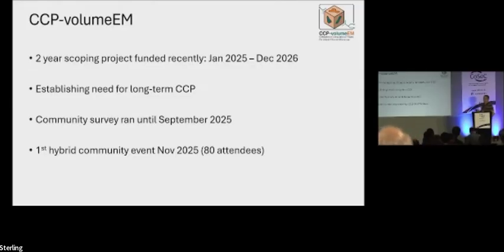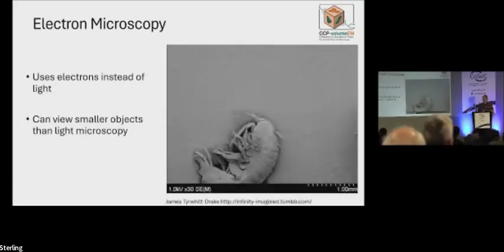As part of this, so far, we've been surveying the community. We just recently got the results of that, which we'll be publishing soon. And we had a big community event with about 80 attendees, hybrid, about a month ago. What I'm going to show you is the sort of proposals that we have for how to help this community.